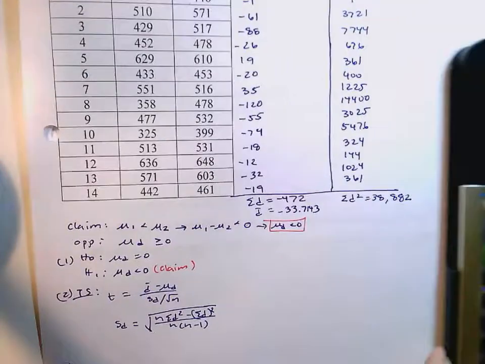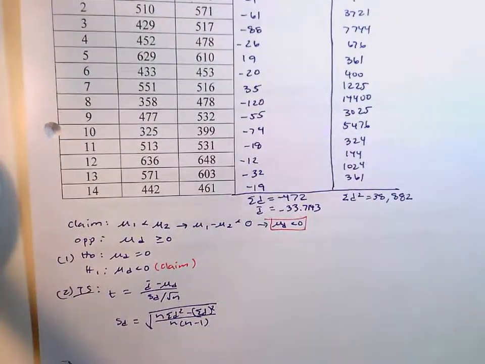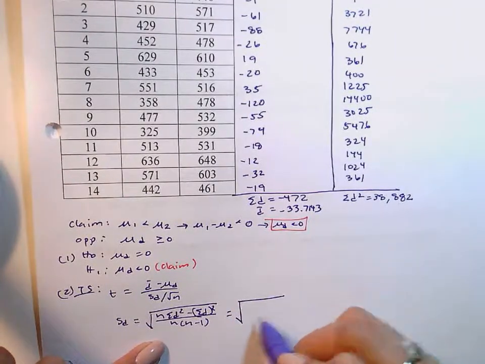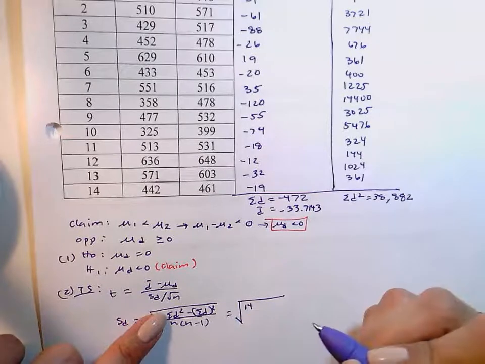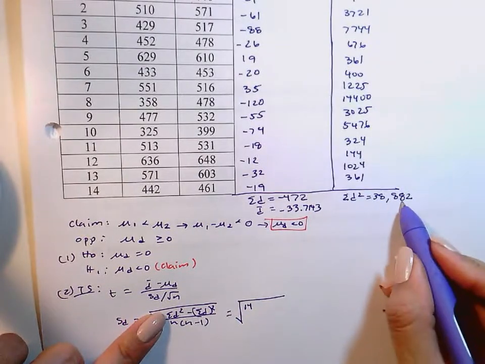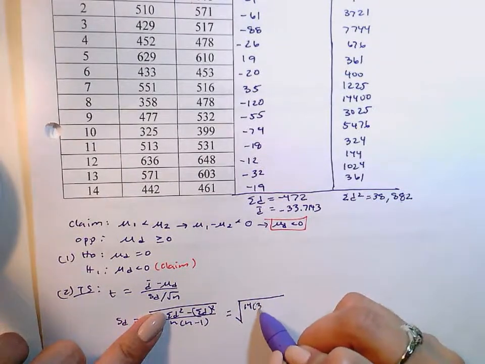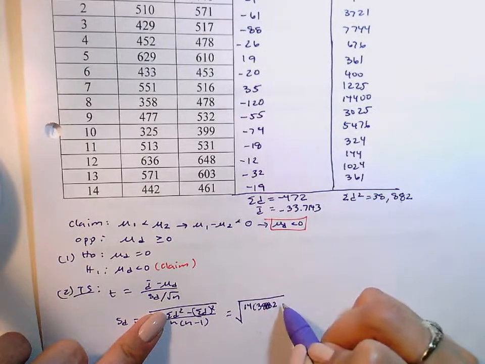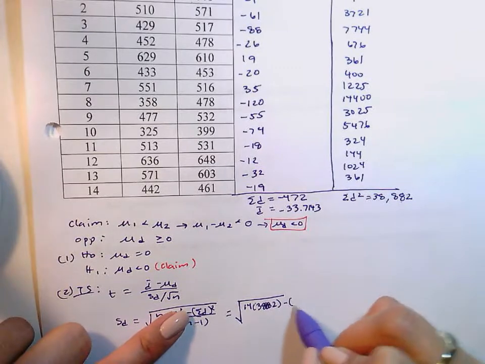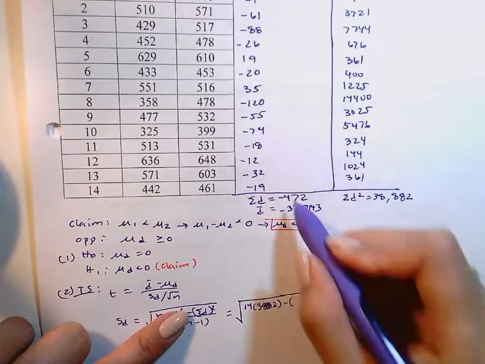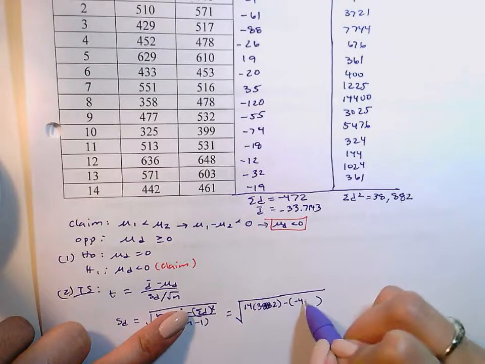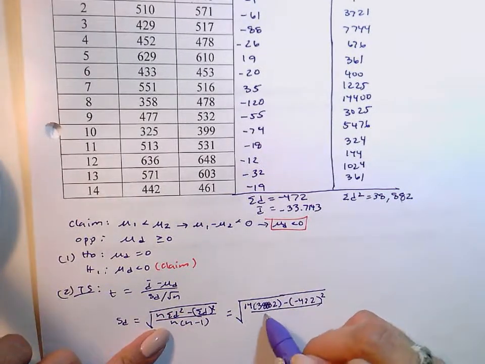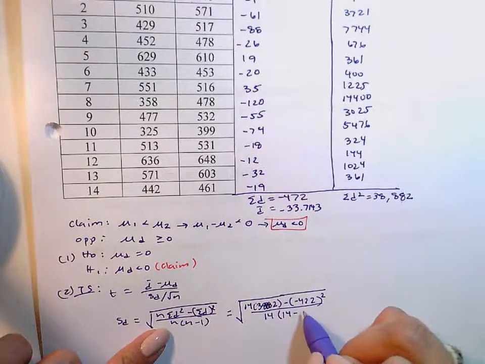So we're going to use these numbers and plug them into the standard deviation of the difference formula. We said that n was equal to the number of values, which is 14. So plug in a 14. Square root of 14 times the sum of the difference squared, that's 38,882, and then minus the sum of the difference squared. The sum of the difference is negative 472. You take negative 472 and square this, divided by n times n minus 1. N is 14, n minus 1 is 14 minus 1.